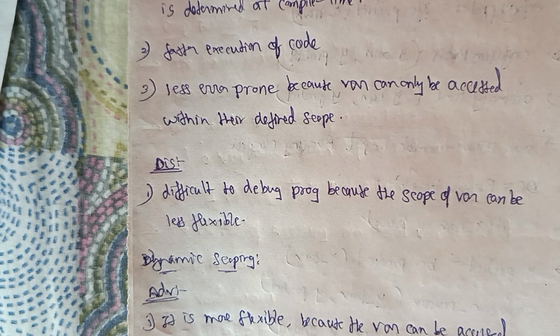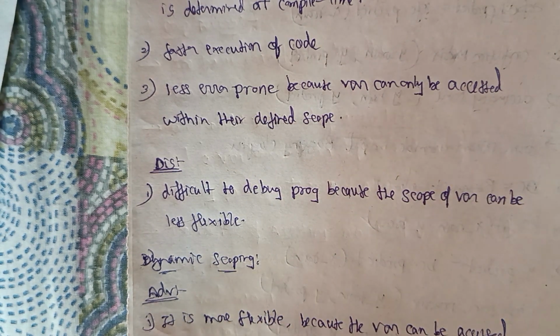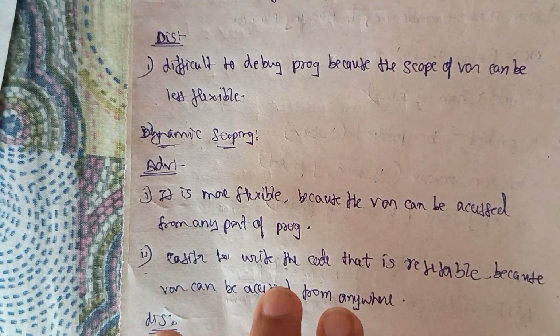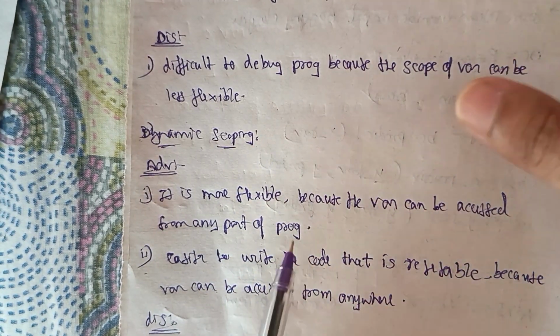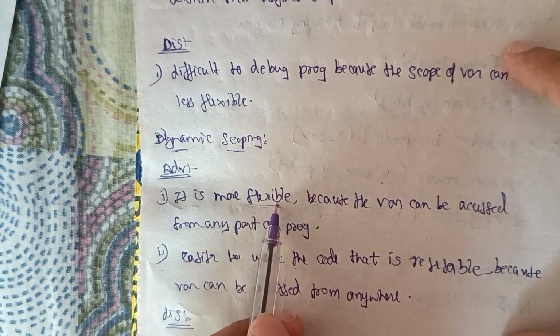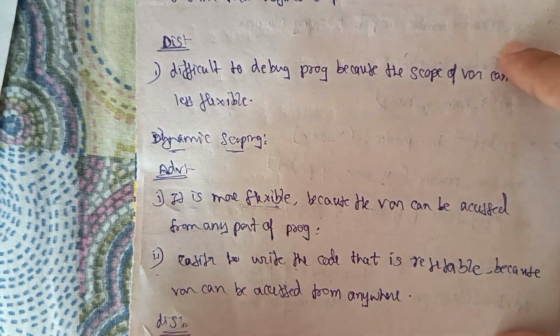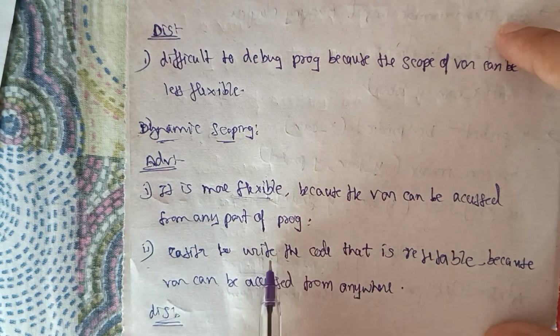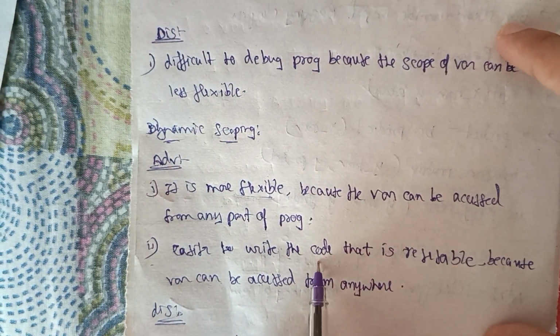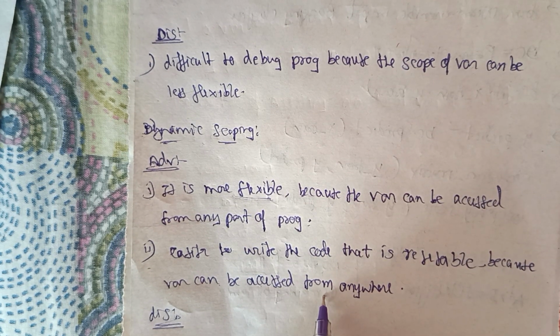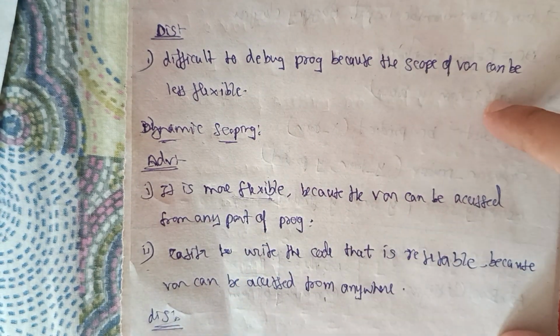Now let us know the advantages and disadvantages of dynamic scoping. Advantages: it is more flexible. It is called more flexible because variables can be accessed at any part of the program. It is also easier to write the code because we can access the variables anywhere at any time whenever we require in the case of dynamic scoping.